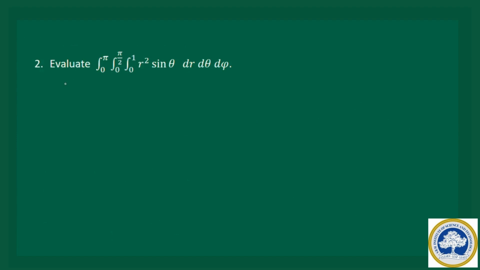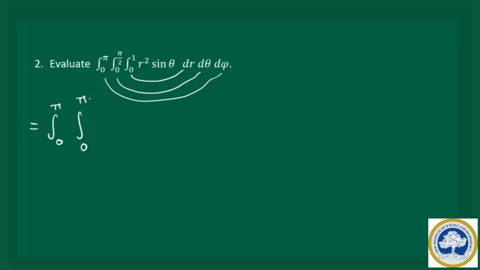Now let us move on to the second question. Evaluate the triple integration r square sine theta dr d theta d phi. So instead of Cartesian x, y, z, here we are taking r, theta and phi. First, look at the limits of the integration, all are constant limits. So here we take the order of integration as it is given. First we do it with respect to r, then with respect to theta, and then with respect to phi. So let us start with the innermost integral.